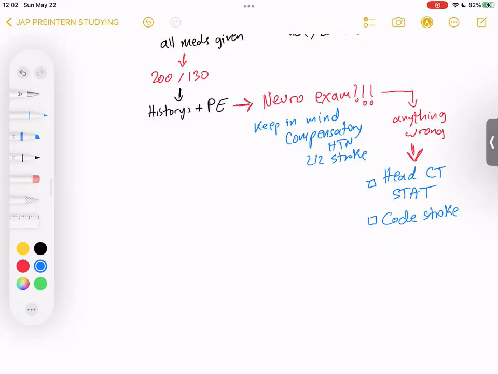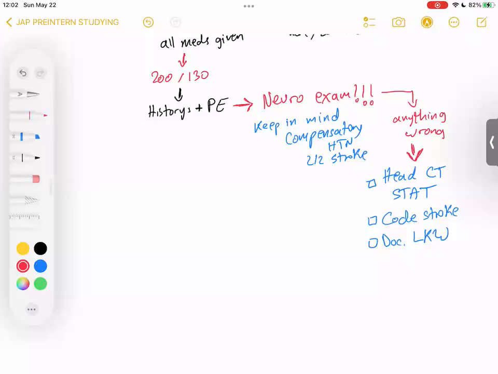Right. And then again, the most important part of this, without going into stroke management, is to know the last known well of the patient, right? So you need to document the last known well of the patient. When was the last known well before your neuro exam? That's also very important, okay?